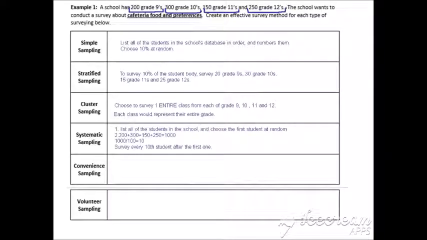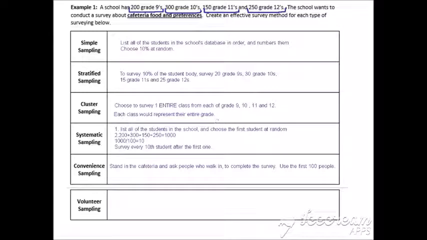Okay, convenience sampling, we can actually do the cafeteria because that's what we want, cafeteria food preferences. Stand in the cafeteria and ask people who walk in to complete the survey. Use the first 100 people. Because after the first 100, you're like, okay, I'm done. That was easy.